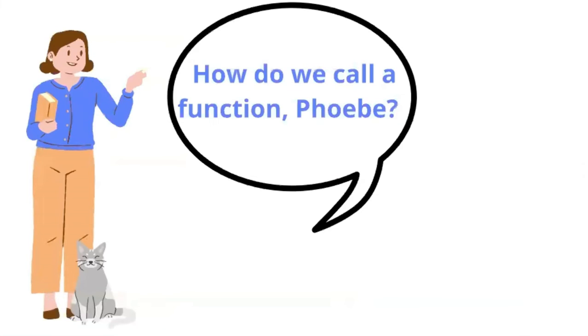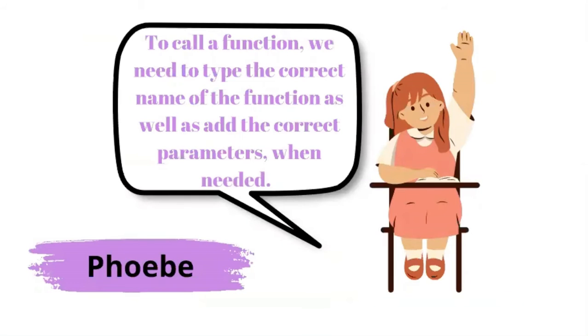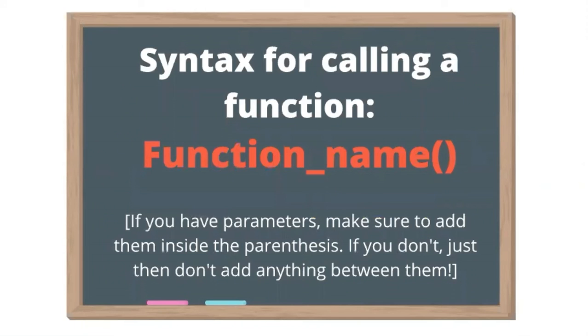How do we call a function, Phoebe? To call a function, we need to type the correct name of the function as well as add the correct parameters. Syntax for calling a function: put the name of the function and then parentheses. If you have parameters, make sure to add them inside the parentheses.